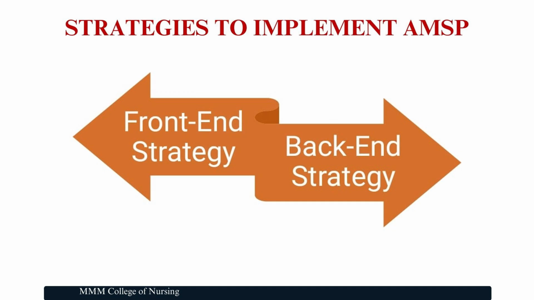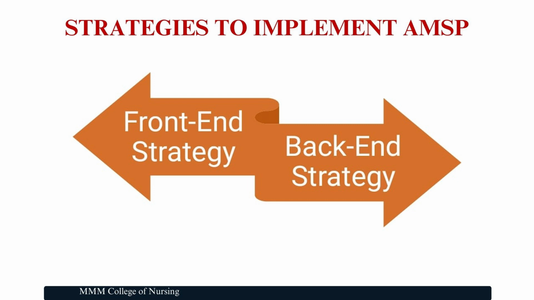Next we are going to see about the strategies to implement AMSP. There are two strategies. One is a front end strategy and another one is a back end strategy. What does front end strategy mean? This is also called formulary restriction or pre-prescription approach. It means certain antibiotics marked as reserve antibiotics require prior approval or are prescribed only by authorized clinicians. Example, colistin and fourth generation cephalosporins, etc.